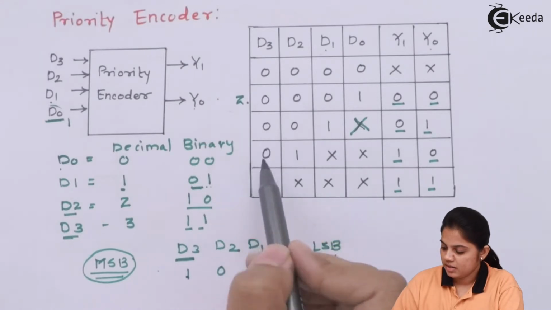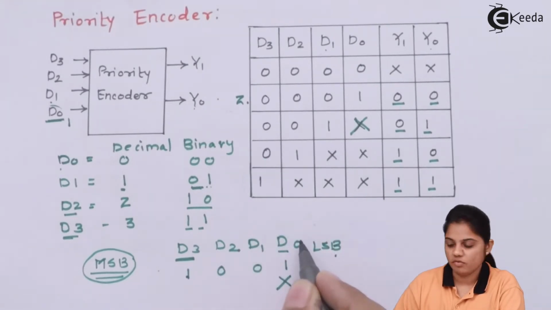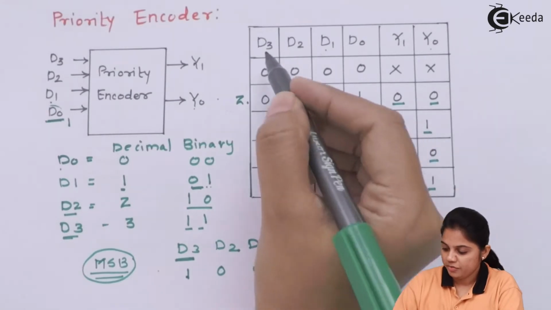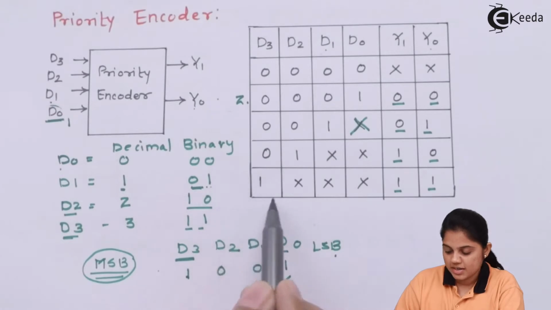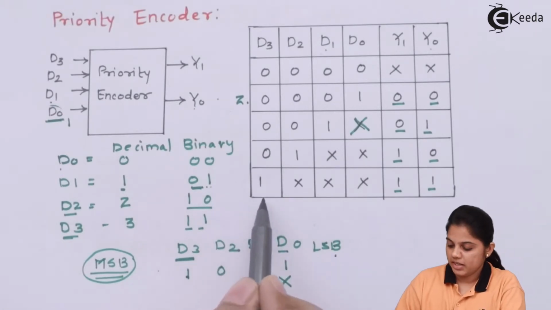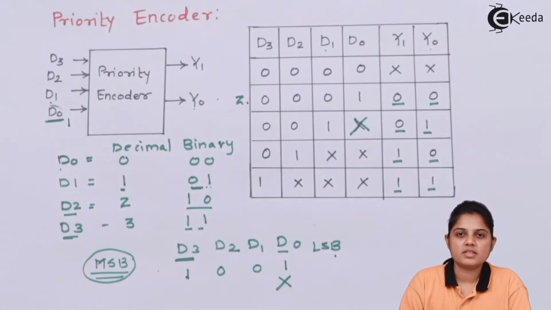That's why here we have written that irrespective of the value of D0, whether it is 0 or 1, if D3, that is the most significant bit, has the priority, that is a high value, then the data across the line D3 will get produced as an output. This is how the priority encoder works.